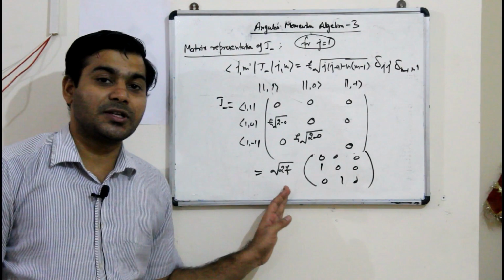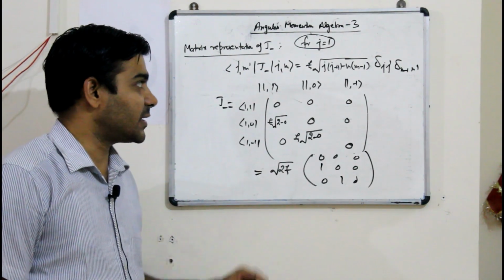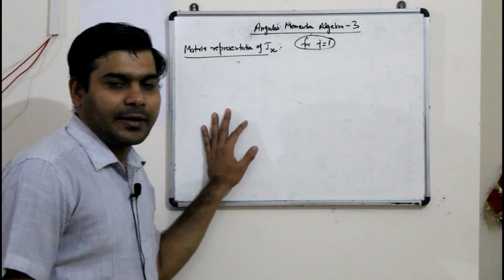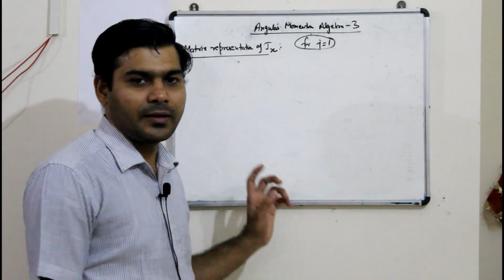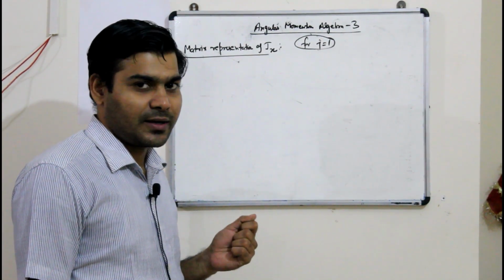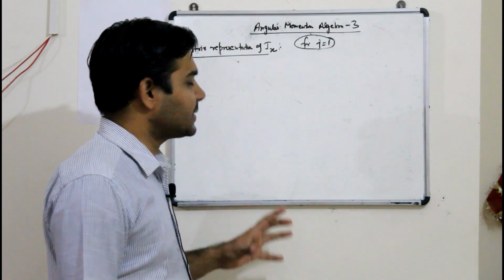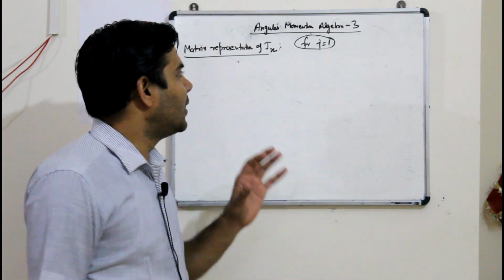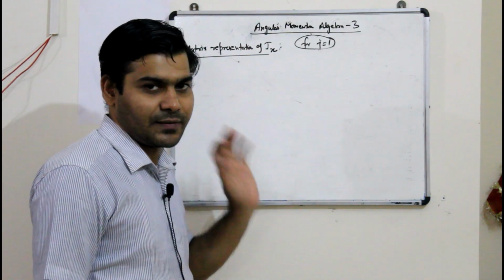That is the matrix representation of j minus for the special case small j equal to 1. So after having a look at the matrix representation for j plus, j minus, j square and jz, now let's look at the matrix representation of jx and jy operators.